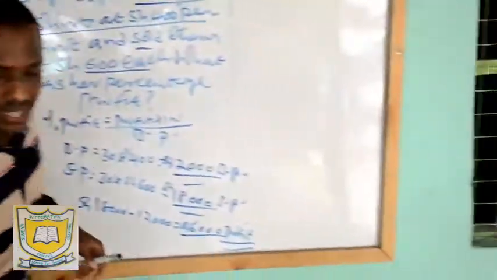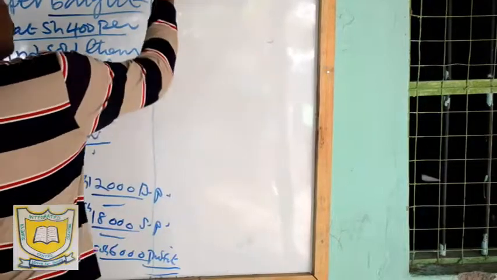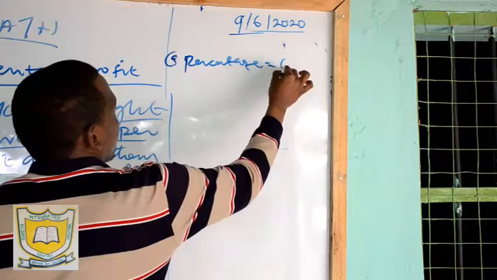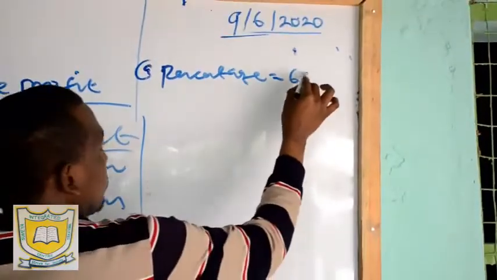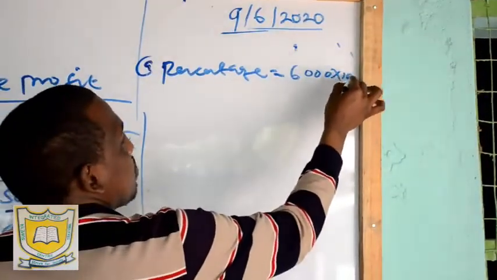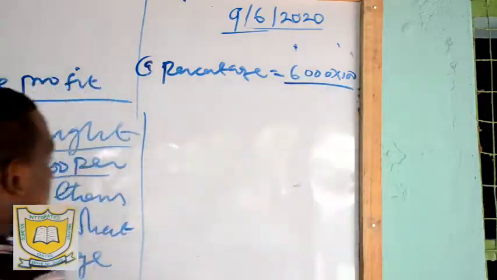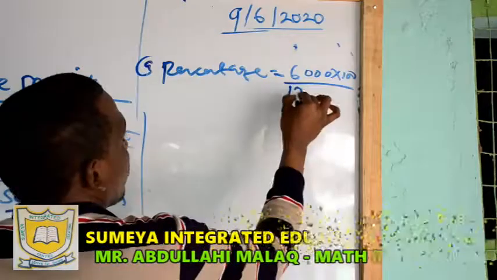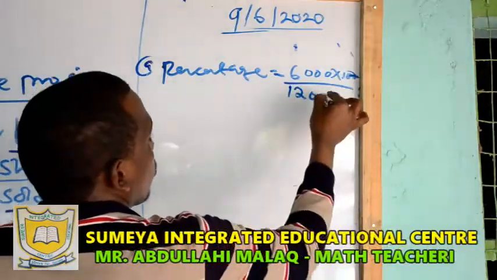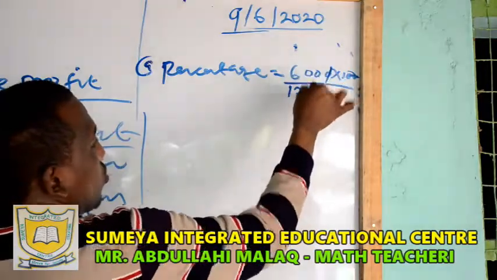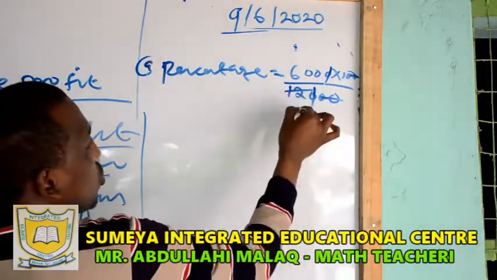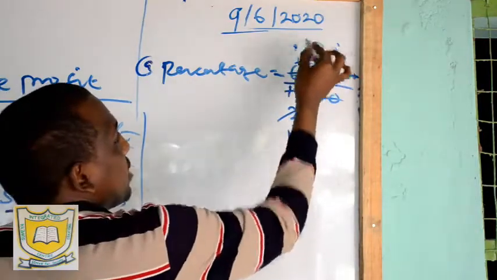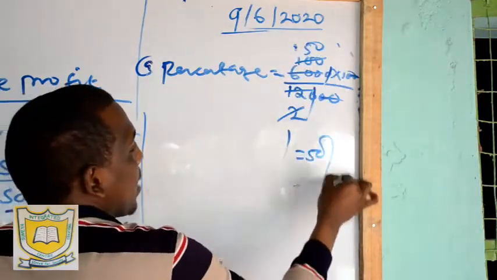Let us get now the percentage profit. So percentage profit, we say the profit is equal to 6,000 times 100% over our buying price. Our buying price was 30 at shillings 400 each, which was 12,000. Over 12,000. 2 zeros will go with these 2 zeros. So we say by 6, 2 by 600, by 2, 1 by 250. So here you will get 50% percentage profit.